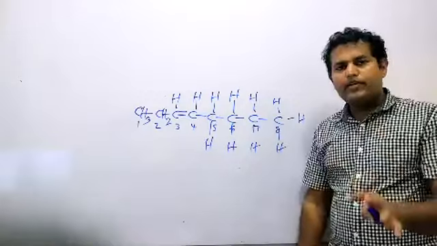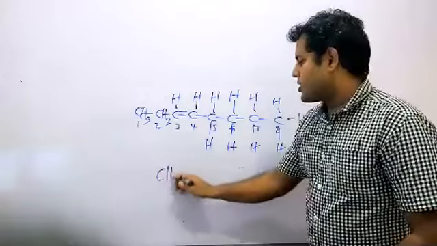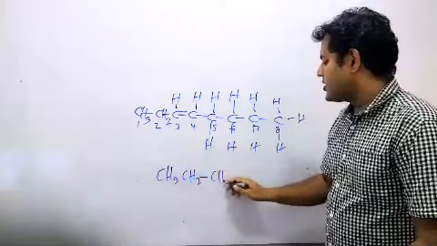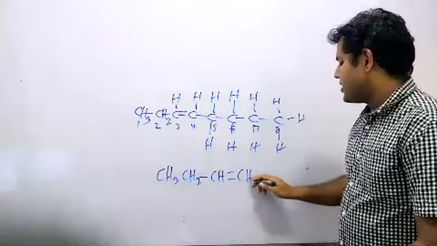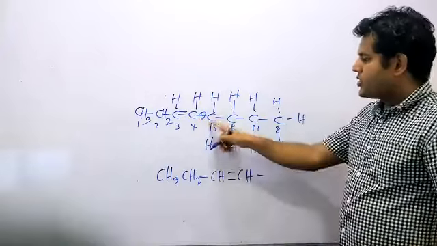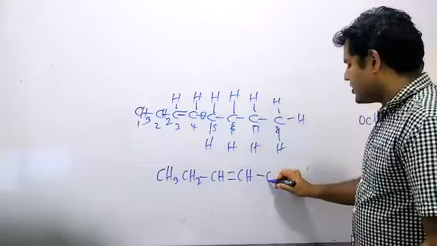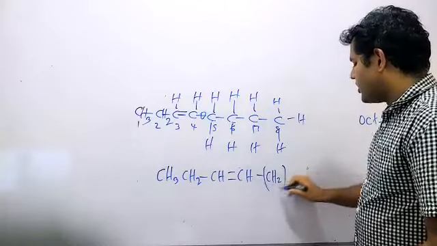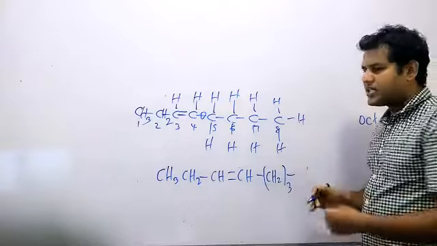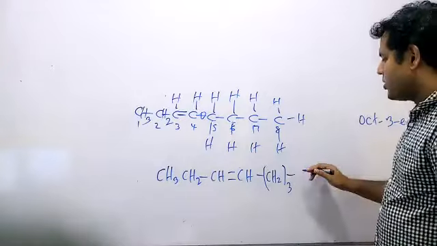So what would be the final answer? It's better to compact it and write. So CH3, CH2, dash, CH, dash, CH. Then I can see that CH2, CH2, CH2 is repeated 3 times. No need to waste, just CH2 3 times. And then a small dash. I'm keeping the dash in order to write it completely. If not, you can miss that dash. No, that's no issue.